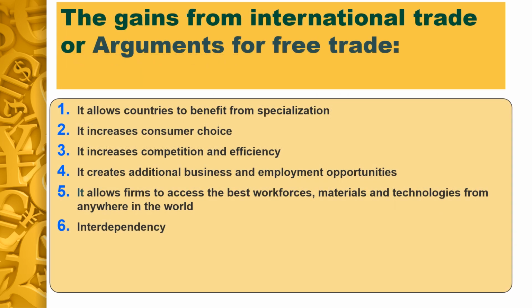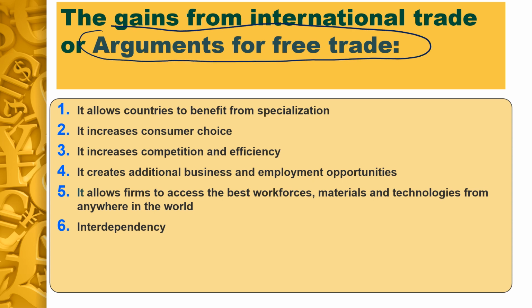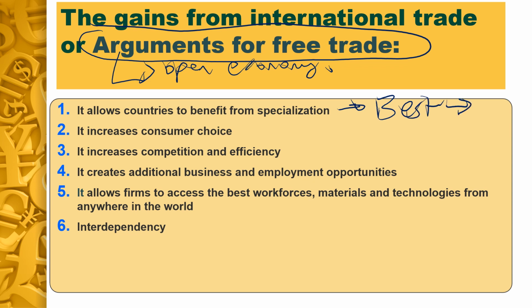So right now we will be discussing the gains from international trade, or in other words, I can call it arguments for free trade. And it means I'm talking about something called an open economy. I have 6 advantages. First, it allows countries to benefit from specialization. What does this mean? So they can produce what they are best at, and this would lead to trade surplus.